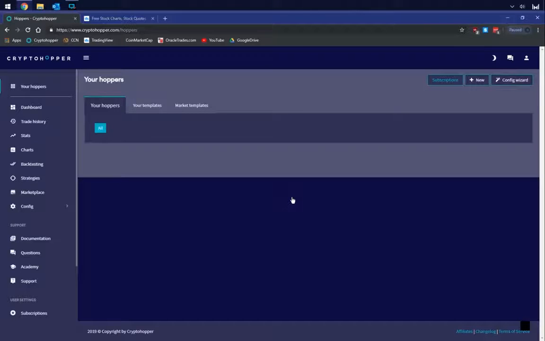Every time you create a new hopper, you will have to enter a new paid subscription for that specific hopper, unless it's paper trading, which means only with virtual currency. So it does make sense, especially at the beginning, to limit yourself to one hopper. Now, let's go ahead and create our very first hopper.